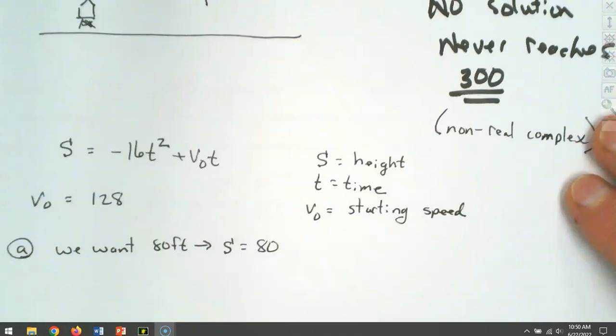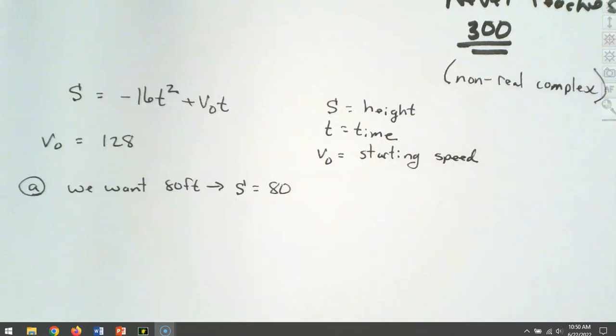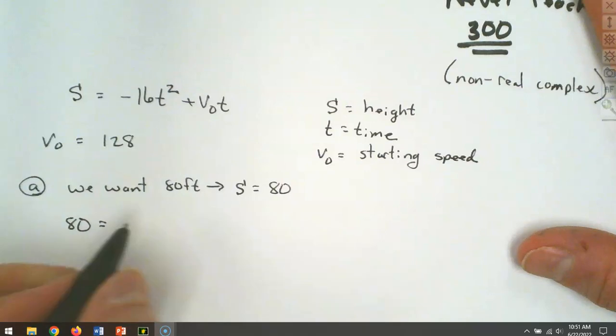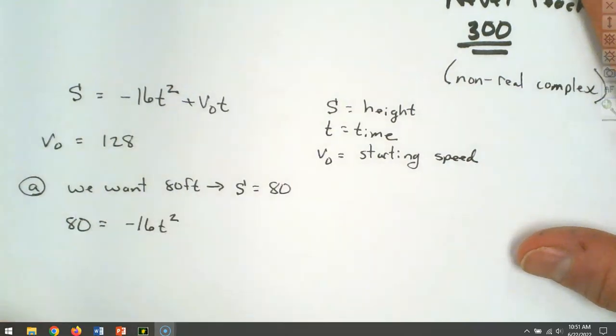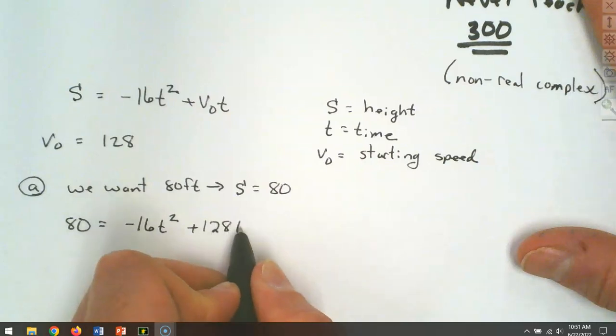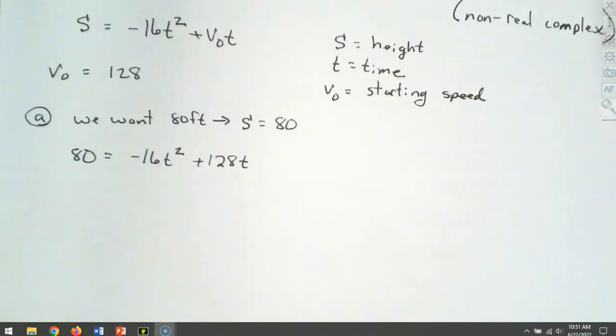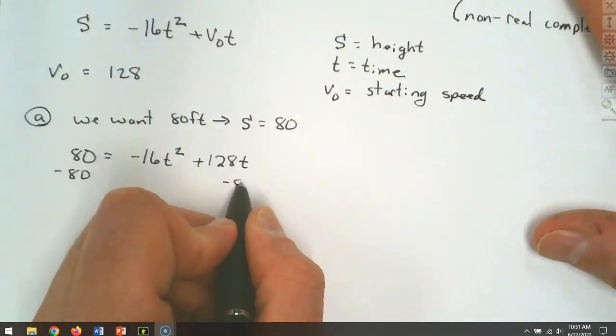So we're going to plug in our values. We're going to plug in our initial velocity of 128. We're going to plug in an 80 because that represents the height that we're trying to attain. So 80 is then going to equal negative 16t squared plus 128t. And now we know what to do. Now we set it to 0, and we work with it from here. And it also says round to the nearest hundredth, so we may have to use the quadratic formula. But let's go ahead and move that over.